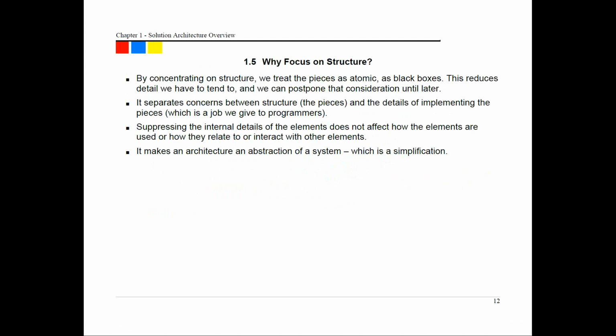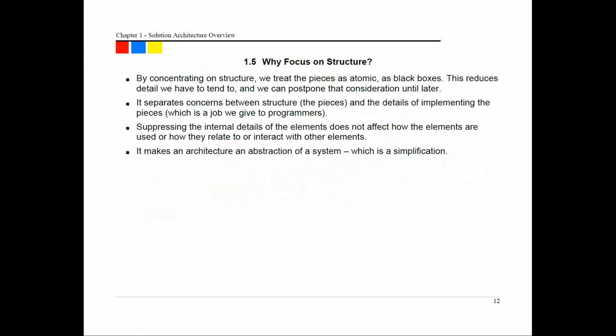So what we try to do, at the system level, is identify enough requirements of all of the components that you can do that parallelism. You can have someone go off and handle the design and implementation of a component, and have some reasonable expectation that it works when they come back. So suppressing the internal details of the elements doesn't affect how the elements are used or how they relate to or interact with other elements. It just says that we specify what the relationships are. We specify what the interfaces are. And the internals, I don't really care about, as long as they meet the requirements of the interfaces.